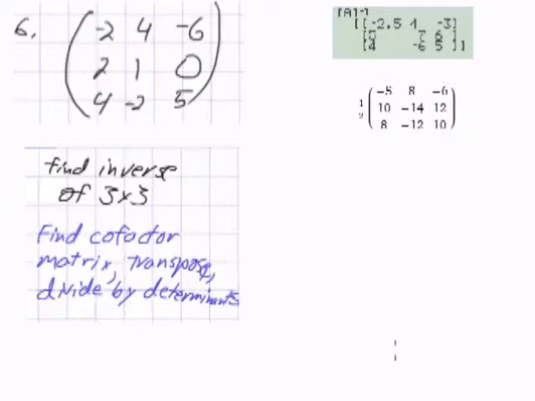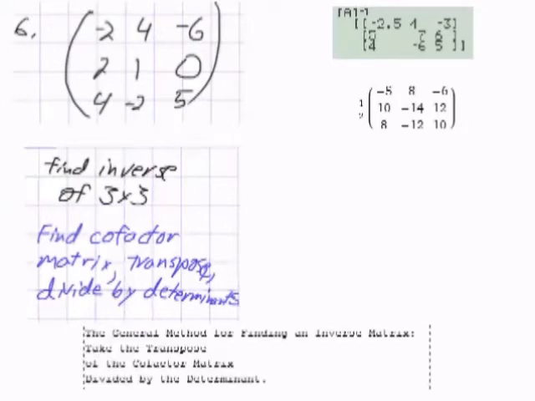But I'd like to also discuss how to do this manually, which will take up most of the rest of the time of this video. It turns out there is a general method for finding an inverse matrix. You take the transpose of the cofactor matrix divided by the determinant. Now, it doesn't take that long to say. Take the transpose of the cofactor matrix divided by the determinant. However, it does take a long time to do.